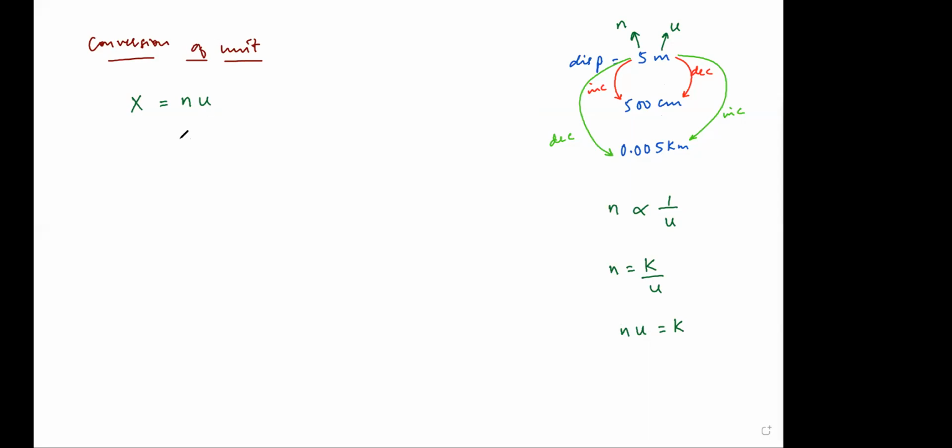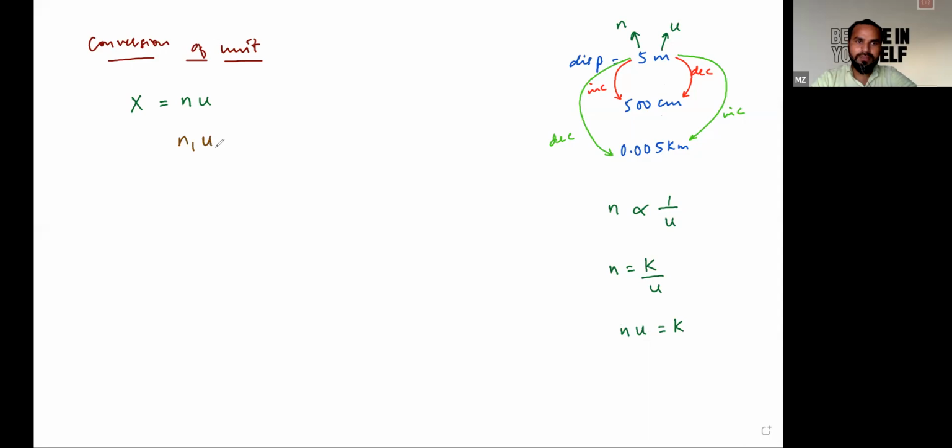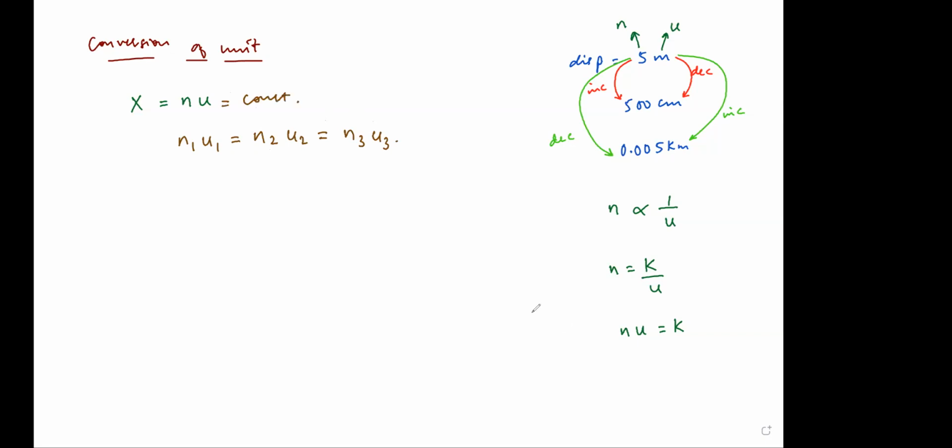So you can say numerical value in first system of unit and unit in that particular term would be equal to numerical value and unit in some other system, and similarly for any other system as well. So the product of numerical value and specified unit for the measurement of that particular term in any one of the systems of unit would always be constant. So we can say n into u is always constant for any system of units.